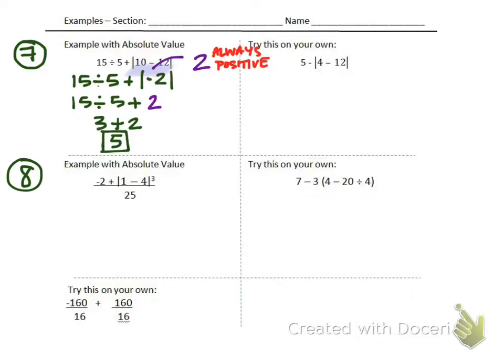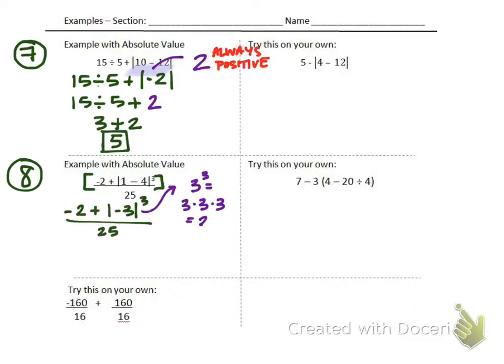Again, our numerator, we need to remember, has brackets around it. It is an invisible grouping symbol as well. But we want to work from the inside out when we have multiple grouping symbols. So we're going to take 1 minus 4 and start there and end up with the absolute value of negative 3. So I'm going to write down negative 2 plus the absolute value of negative 3 raised to the power of 3, all divided by 25.